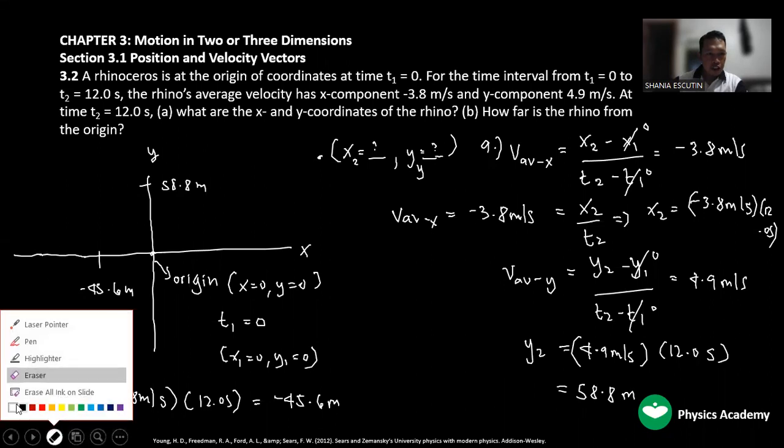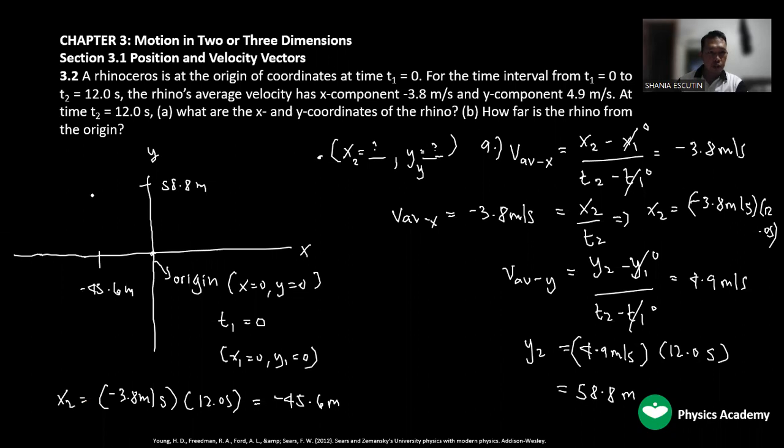So our coordinate is in quadrant 2. Our x2, y2 is negative 45.6 meters and 58.8 meters. So that is our coordinates.